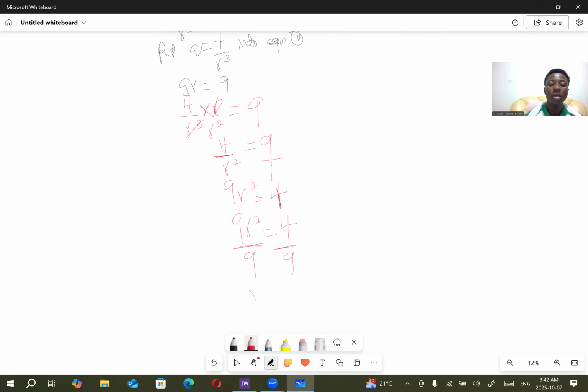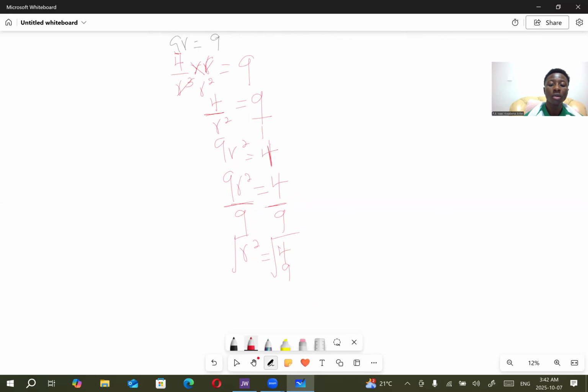R squared is equal to 4 over 9. Then you take the square root. So R is equal to 2 over 3, because the square root of 4 over 9 is the same as the square root of 4 over the square root of 9.